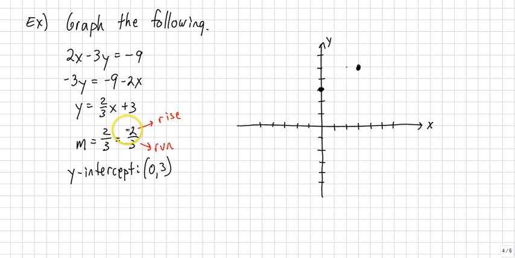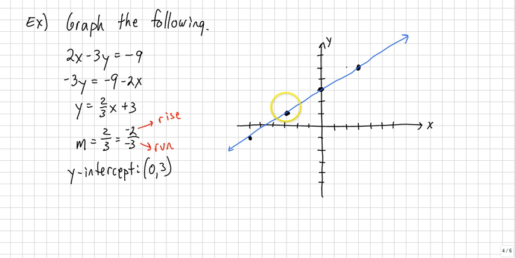But I also wrote down that it was negative 2 over negative 3, because you could also go down 2 and left 3 would also work. And then you can repeat that as many times as you want. So I can go down another 2 and left another 3. And then you just get as many points as you want, and then you carefully draw a straight line through your points.